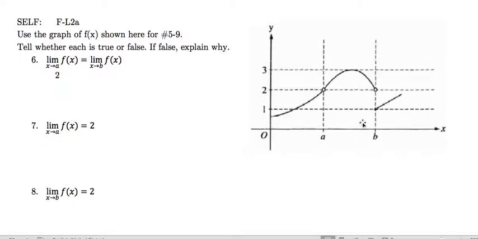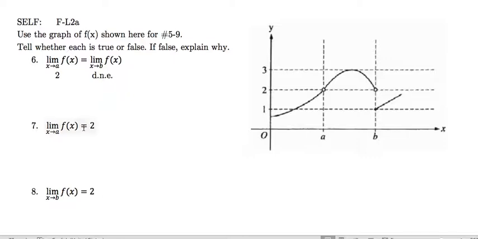For b, from the left of b, so a value slightly less than b, it looks like my function takes me up to, if I'm coming down here, 2 again. And as I approach b from the other side, from the right, or a value slightly more than b, I seem to approach 1. So from the left I get 2, and from the right I get 1. Those are different, so this limit does not exist. These two things are different, quite clearly, so the answer here would be false for the reasons I just verbalized.